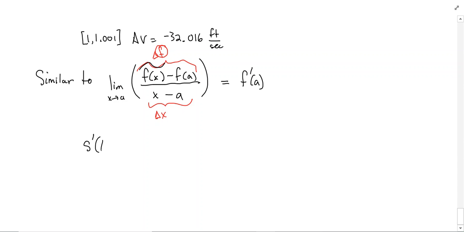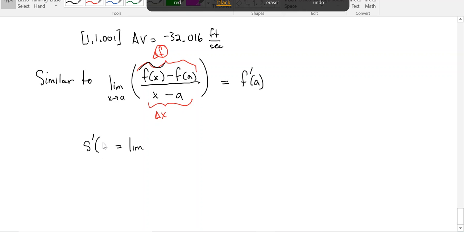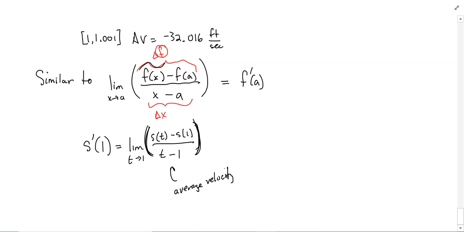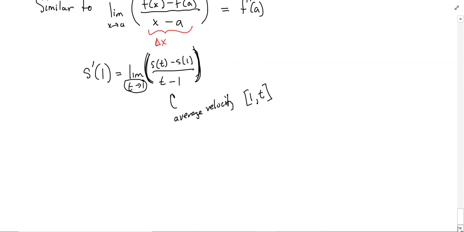So s prime at 1 is the limit as t approaches 1 of s of t minus s of 1 over t minus 1. So what's in that quotient is exactly the average velocity. This is the average velocity over the interval 1 comma t. So what we're doing in the limit is taking the limit as t approaches 1, and we get the derivative there. So let's go ahead and calculate the derivative here and see what happens.